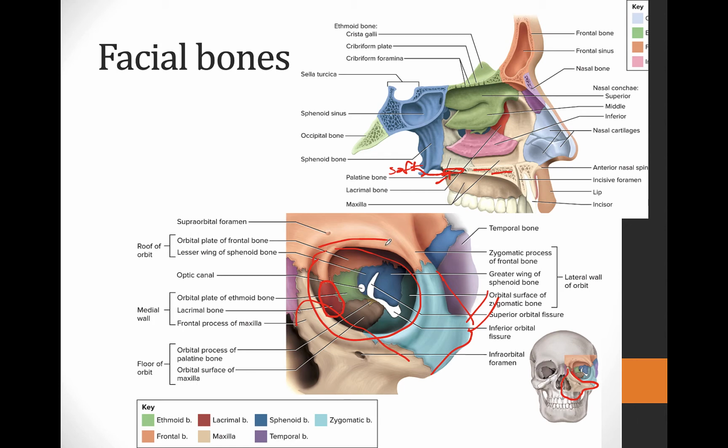The nasal bone is the bridge of your nose. So you can see the nasal bone right here, as well as right here. And there are two of these, one for each side. And then inside of this nasal passageway, we can see the inferior nasal conchae. There are three of these. The superior and the middle were on the ethmoid bone right here. And then the inferior is its own bone right down here.